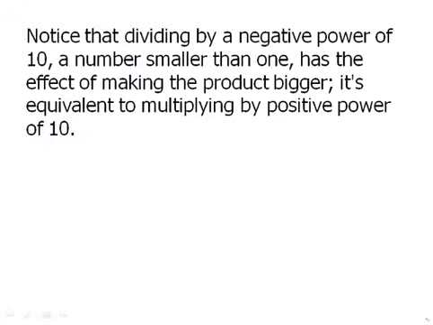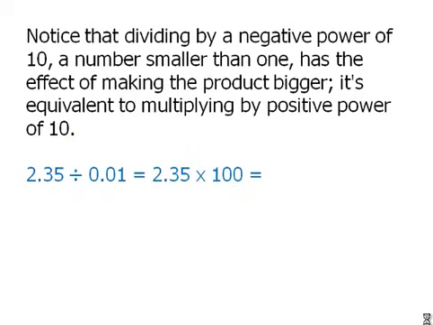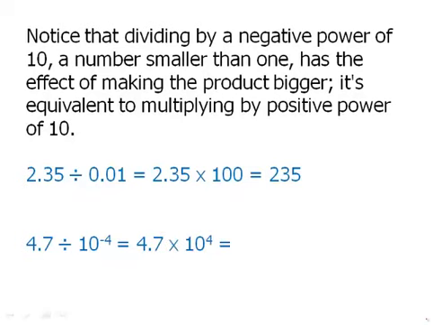Notice that dividing by a negative power of 10, a number smaller than 1, has the same effect of making the product bigger. It is equivalent to multiplying by a positive power of 10. So if I divide by 0.01, divide by a 100th, that's the same as multiplying by 100. And then I just follow the ordinary rule. If I divide by 10 to the negative 4th, that's the same as multiplying by 10 to the positive 4th. And I follow the ordinary rule.